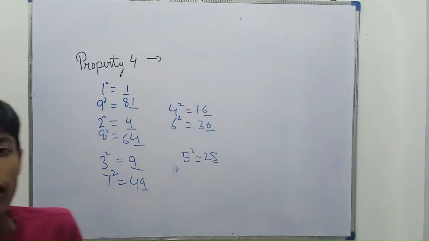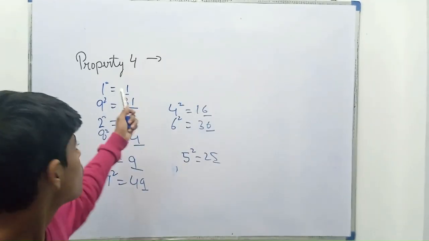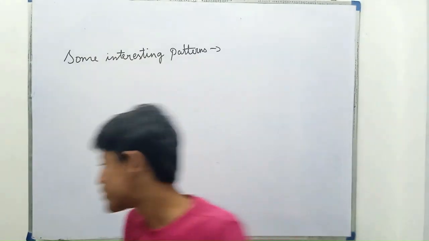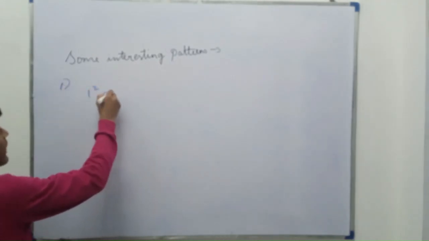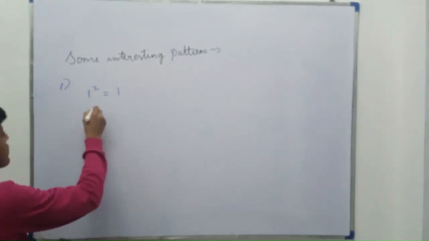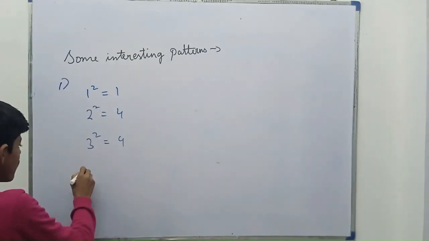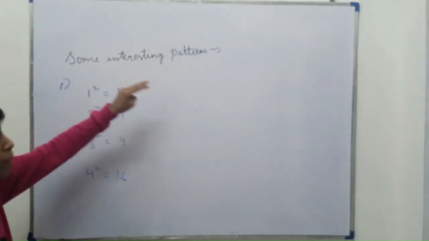So let's see some interesting patterns related to squares. Now guys, we will see some interesting patterns. So first pattern, if we take the square of 1, then it is 1. Square of 2 is 4. Square of 3 is 9. Square of 4 is 16. Now, what is the interesting pattern here?